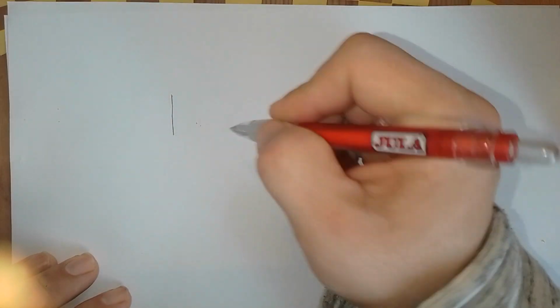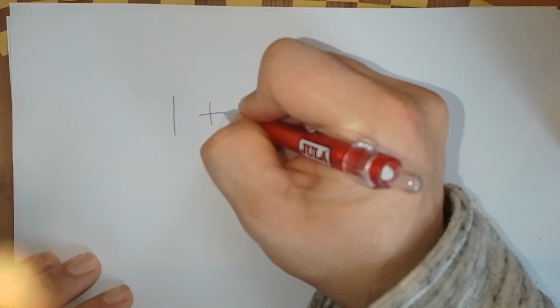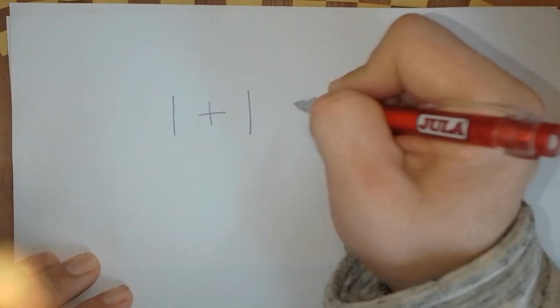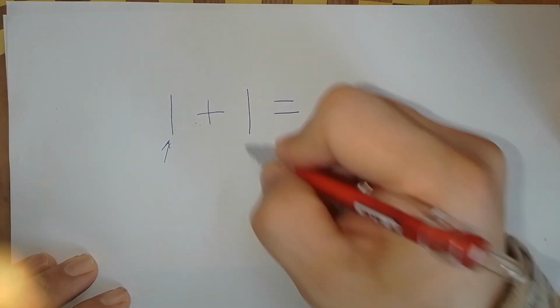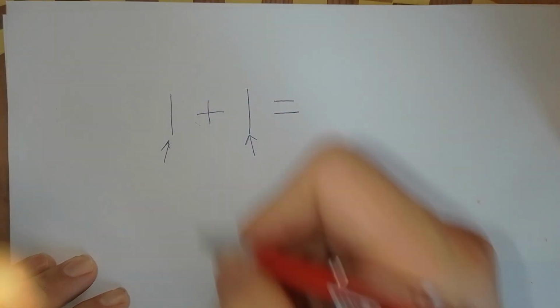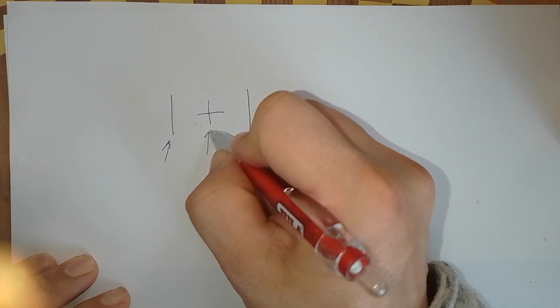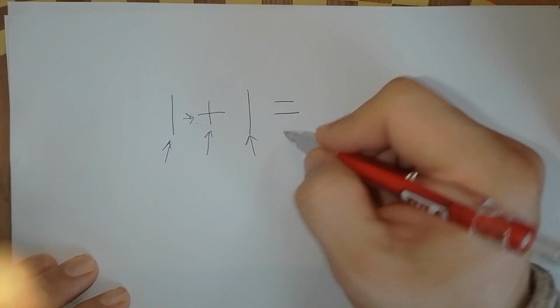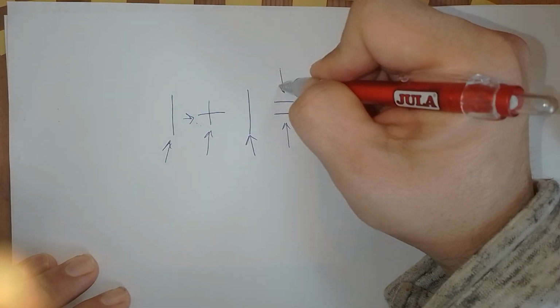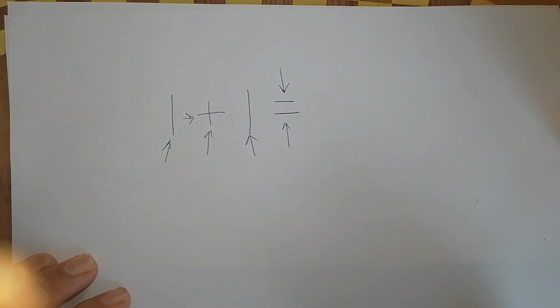I draw a 1, and then a plus sign, and then another 1, and then an equal sign. Now my question to you is, how many 1s are there? You might say that there's a 1 there, and a 1 there. But isn't there also possibly a 1 in that direction, and a 1 in that direction, and a 1 in that direction, and a 1 in that direction?